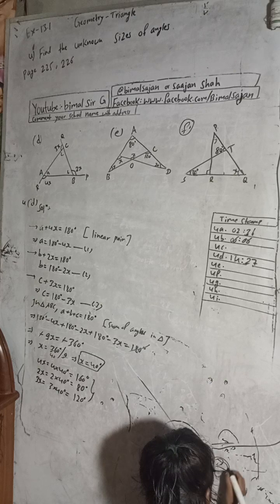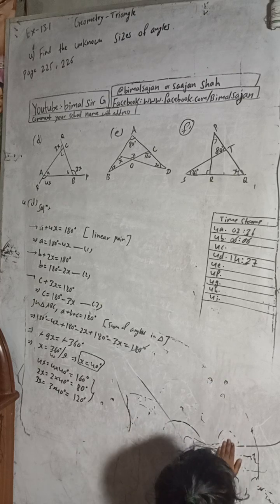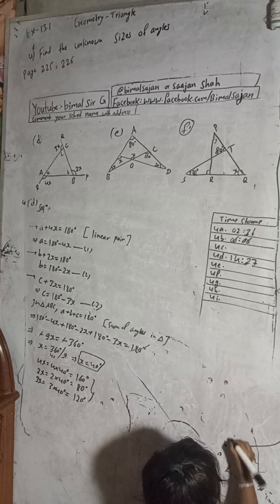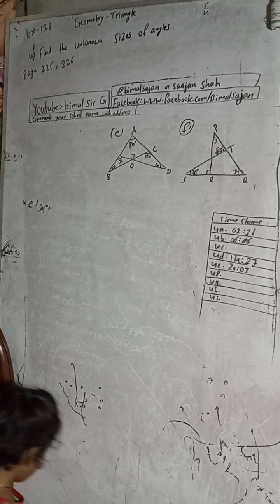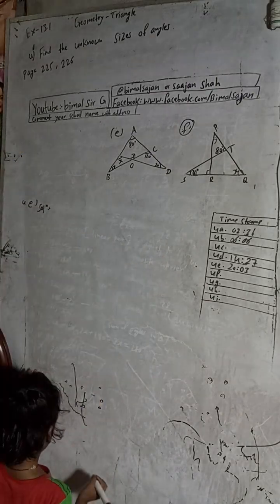And the answer given in the book is 80 degrees, 120 degrees, and 160 degrees. Okay, the book answer is correct. Now I will pause the video to rub this, otherwise it will waste time. This is the solution for 4E. The time stamp is 20 minutes 3 seconds.